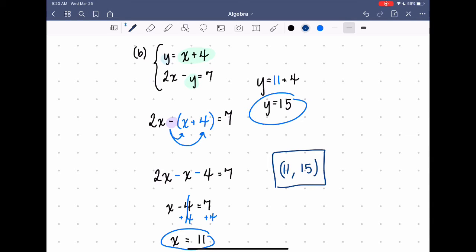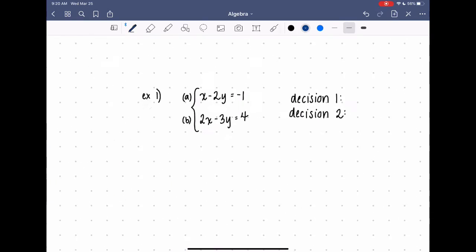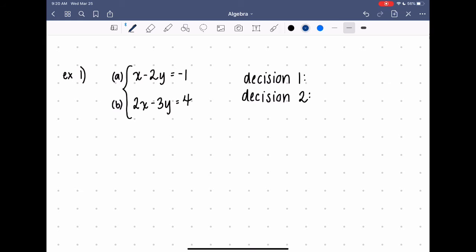Okay, so now that we've looked at some substitution problems where they already had isolated one of the variables, let's look at one where they didn't isolate. So like this one here, we have two equations and neither one of them has an isolated variable. The first one has the x and the y both on the left side of the equal sign. The second one does too. So we have two decisions to make. Our first decision is, do we want to use equation 1 or 2? Or in this case, equation A or B.